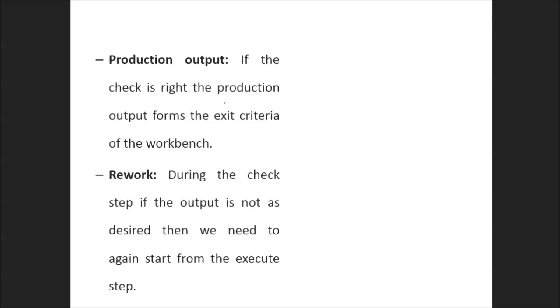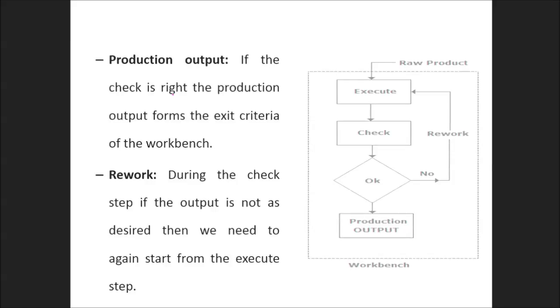So production output, if the check is right, the production output forms the exit criteria of the workbench, and during the check step, if the output is not the desired, then we need to again start from the execution step. So raw product, we execute, we check, if it's okay, production of output, this is the workbench. If it is not okay, we rework it.